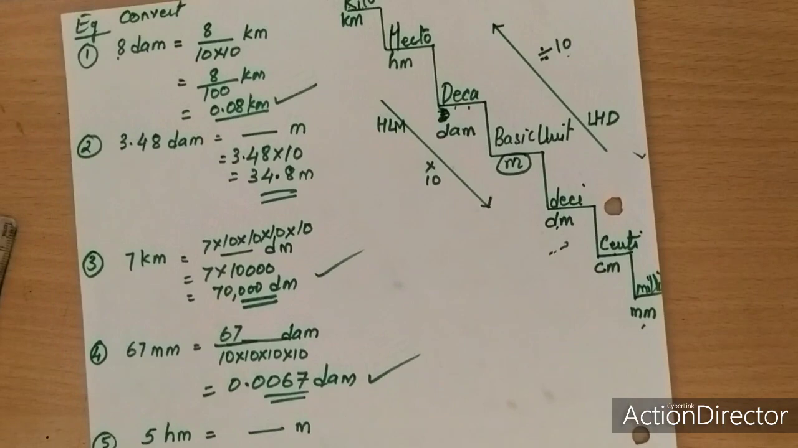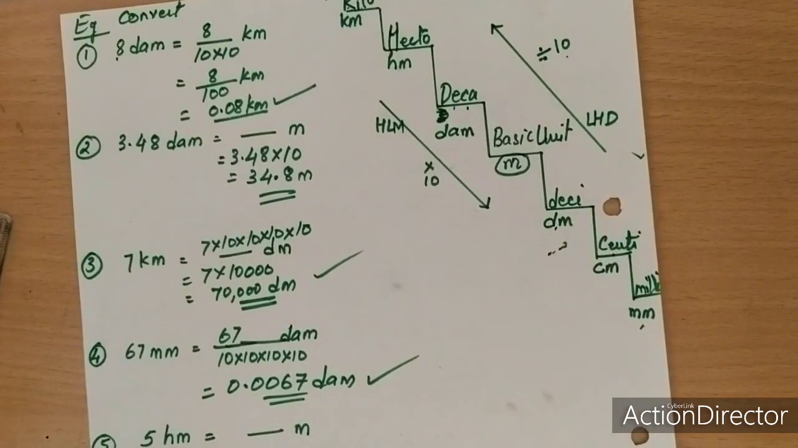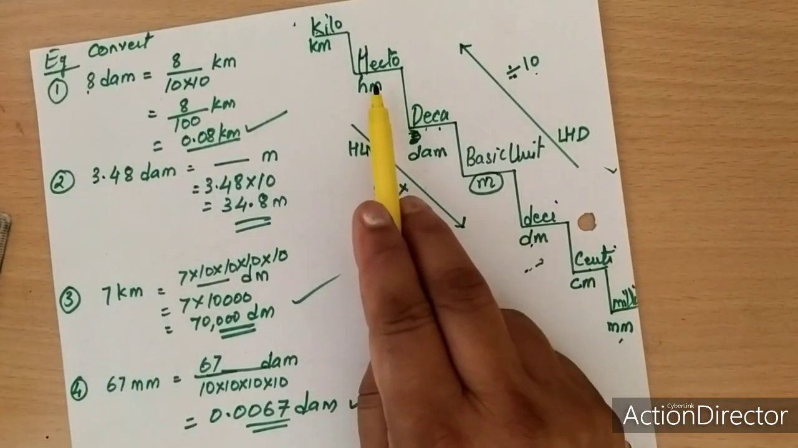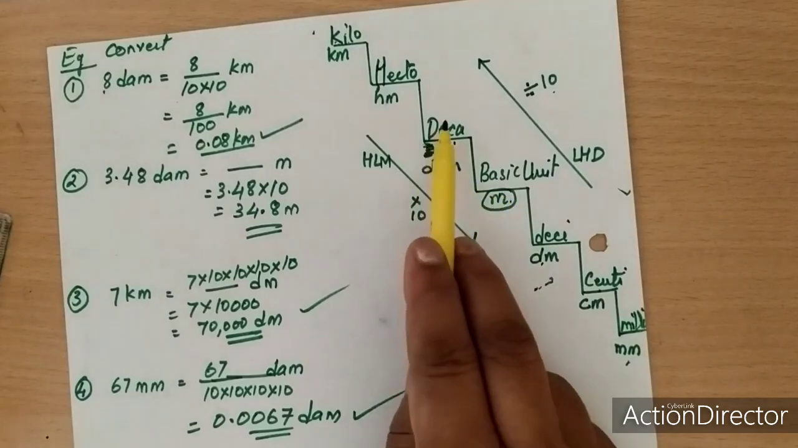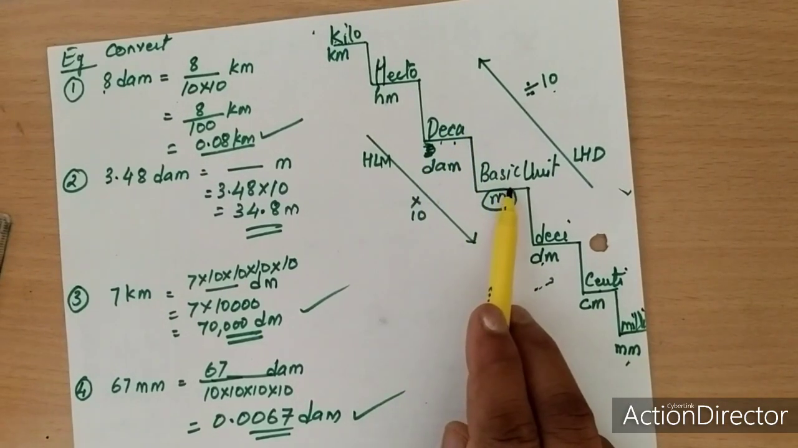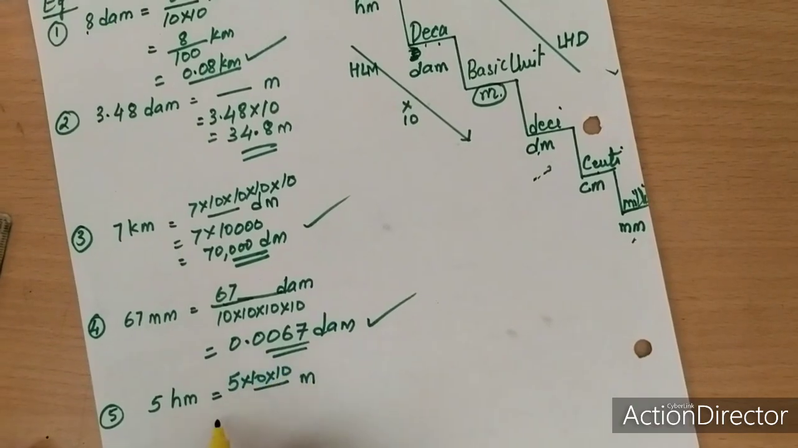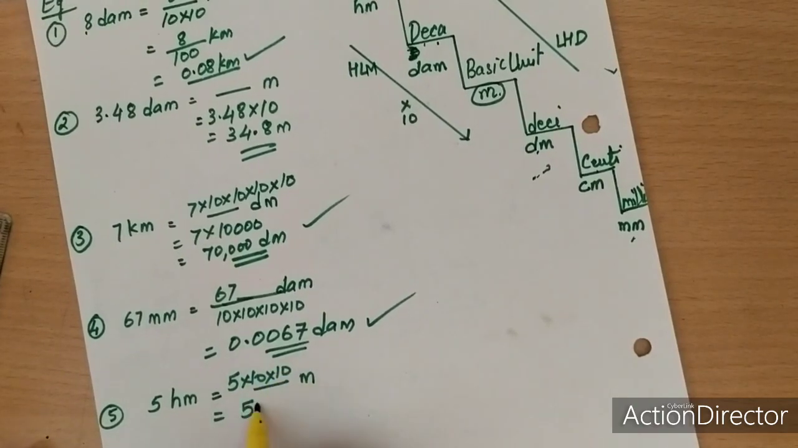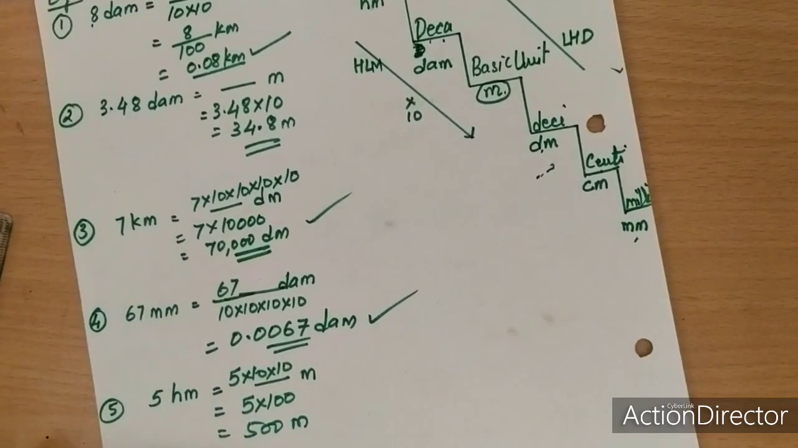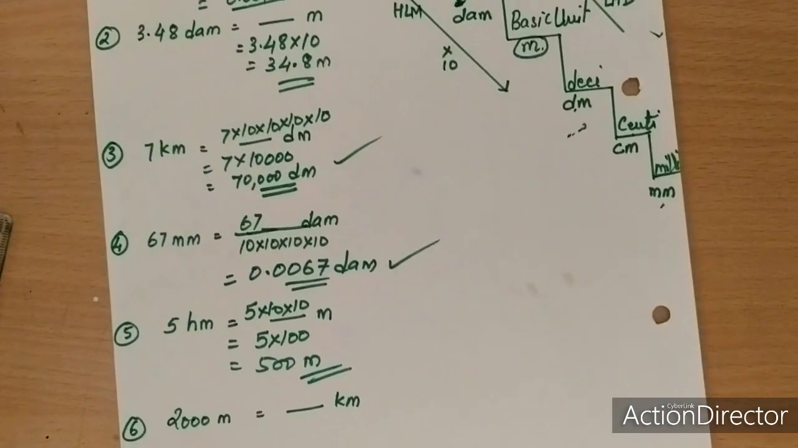And similarly, one more, 5 hectometer into meter. Hectometer into meter. 2 steps you are going down. So, we have to multiply by 2 times 10, 10. That means 5 into 100 means 500 meter. This is your final answer.